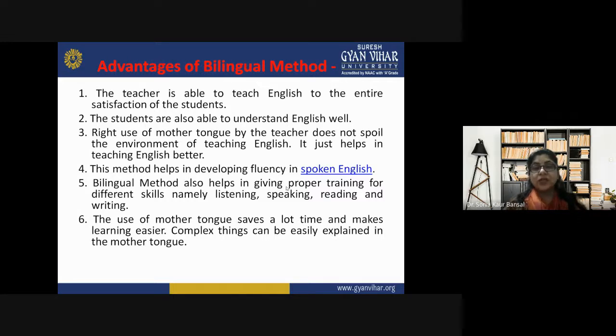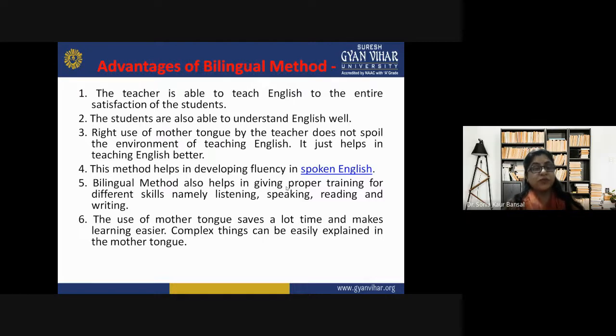As a teacher, when the teacher is using the mother tongue to explain the English language, it becomes a little more comfortable from the point of view of students, and they will understand the concept. Either it is a very difficult prose part, like Bacon's essay, for example, then they will understand if you are giving little bits of examples from the mother tongue also. Then this method helps in developing fluency in spoken English.